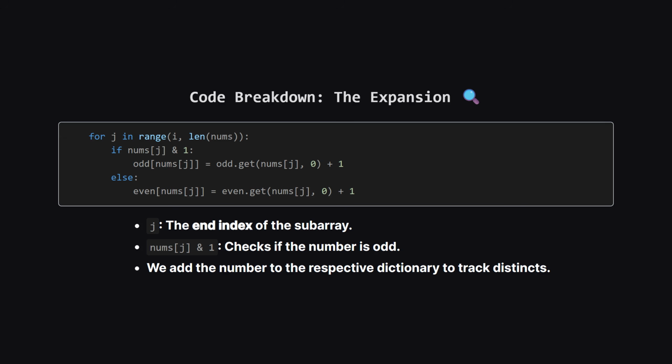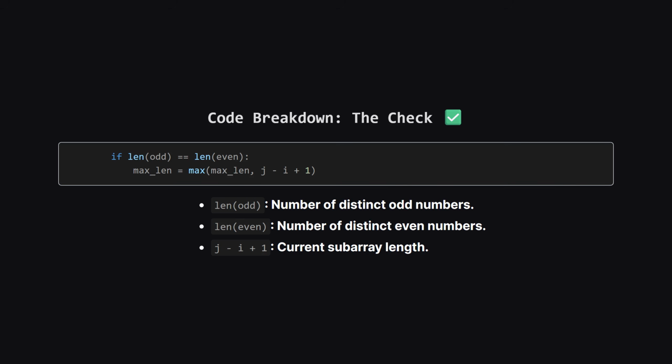Inside, we check if the number at position j is odd. We do this using the bitwise AND operator with 1. If it's odd, we add it to our odd dictionary. If it's even, we add it to the even dictionary. By using a dictionary, if we see the same number twice, it just updates the count, but the number of keys remains the number of distinct elements.